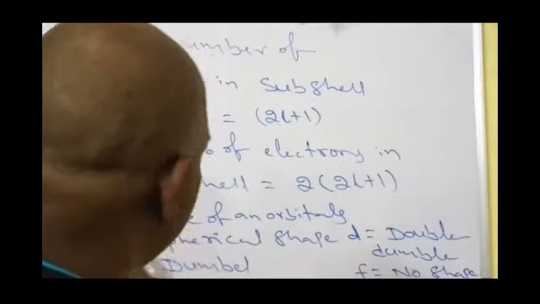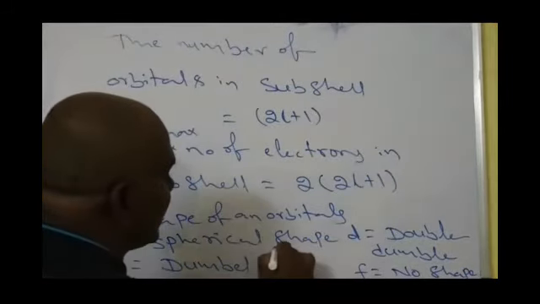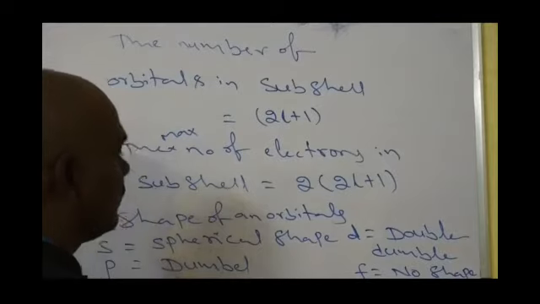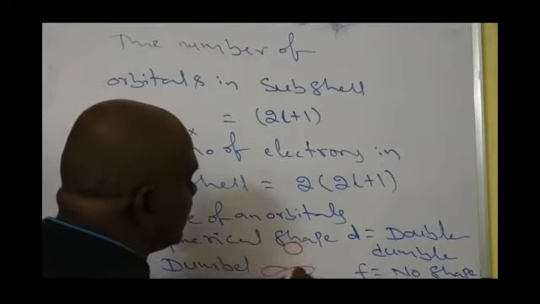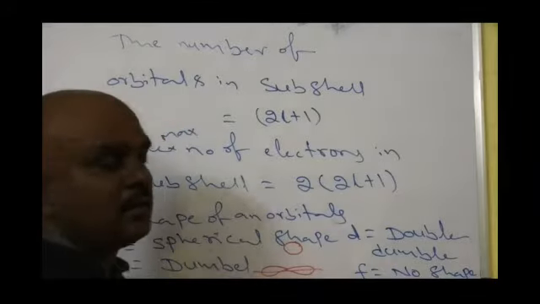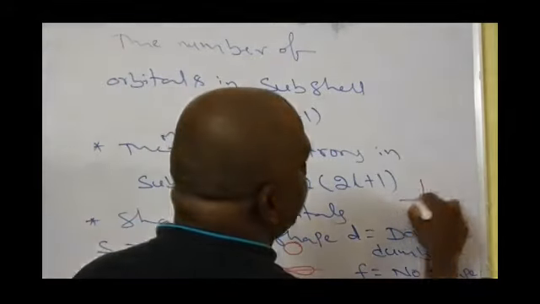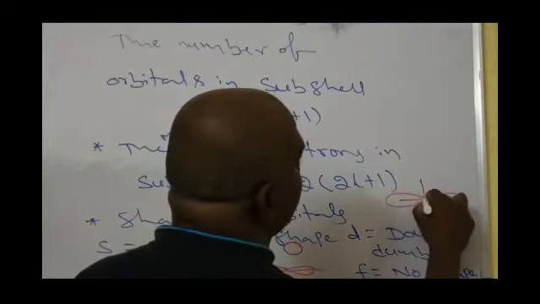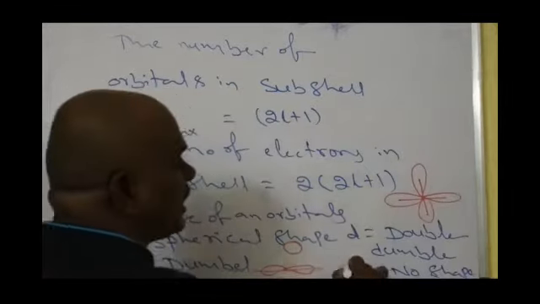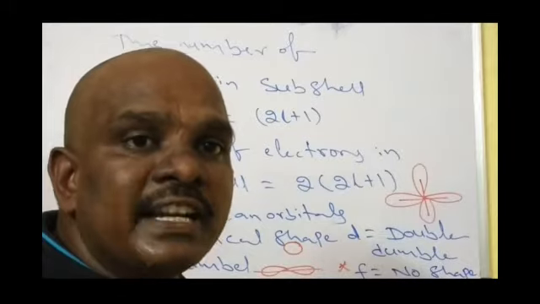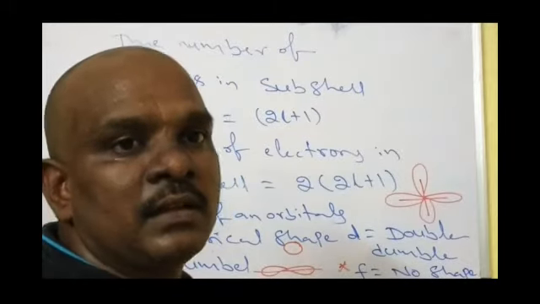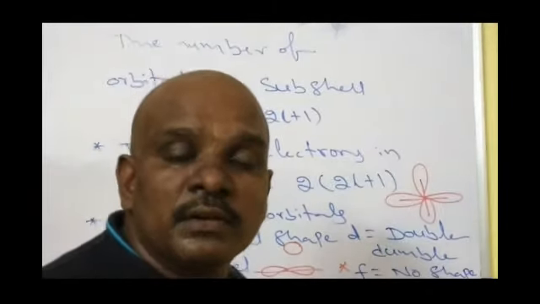The s orbital is spherical. Spherical means like this. Dumbbell means this is the dumbbell shape. The d orbital is double dumbbell. So this is the double dumbbell. The f orbital has four-fold dumbbell or it does not have a definite shape. And these are the shapes of orbitals.